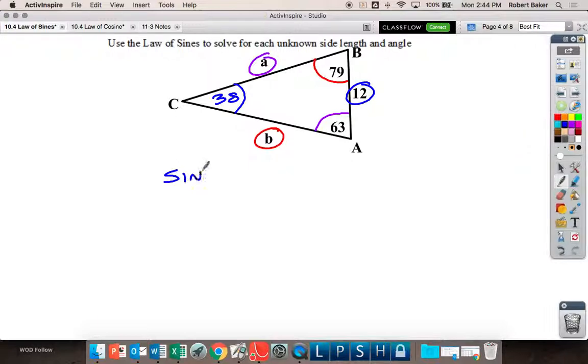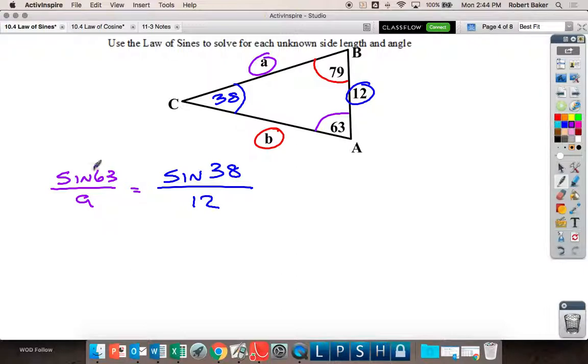The sine of 38 over 12. That is one chunk of the law of sines. Now, you get to pick, do you want to solve for A or B? A. So we'll do the purple equation. The purple equation states the sine of 63 over A should be equal to the sine of 38 over 12. Those two match up to each other.